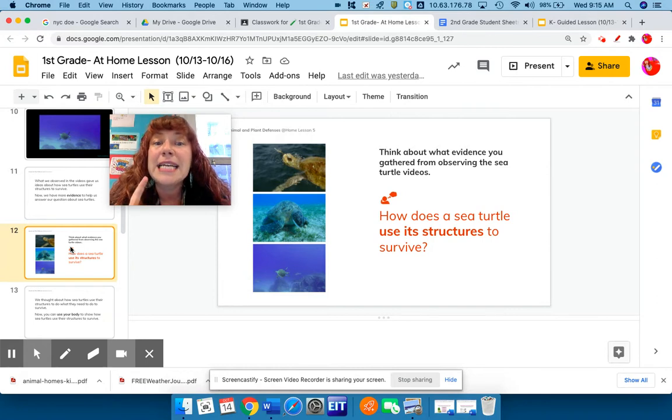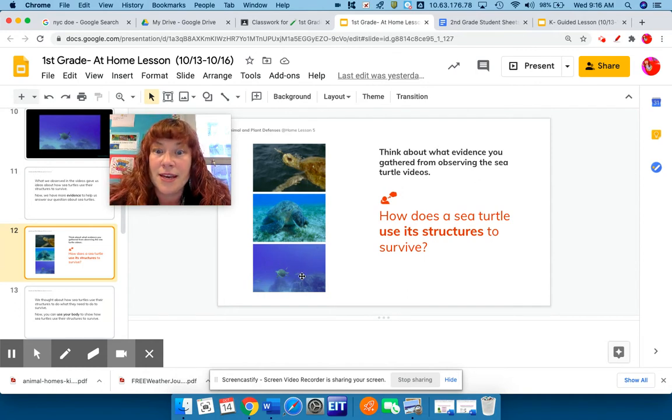I want you to say, a sea turtle uses its structures to survive. A sea turtle uses its structures to survive. And name the structure that the sea turtle used in the first video. The sea turtle uses the structures of its mouth and flippers and nose to breathe in air. Good. How does the sea turtle use its structures in the second video? The sea turtle uses its structures to eat food. The sea turtle uses the structures of its mouth and flippers and eyes to get the food that it needs.